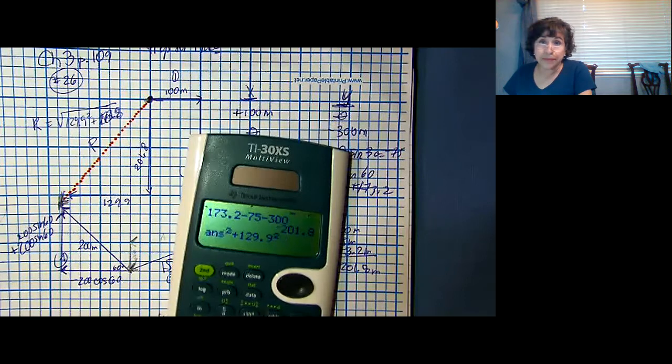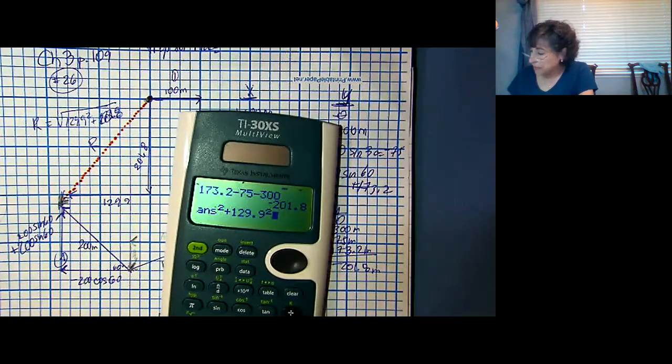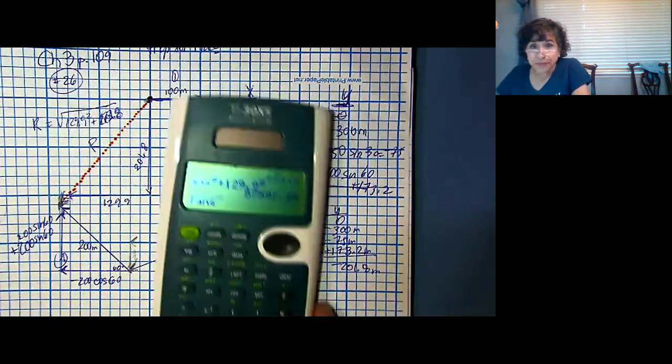Give me the square of that. Now, yes, you could do this all at once with the square root sign, but I don't usually. There's that number. Okay, it's a big number. Now I want to square root it. So I go second, square root, second, answer.